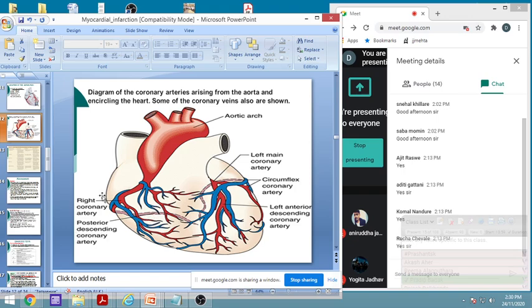This is at the back side. This is the artery which is going, if you can see the red one. So this will be going towards that, that is known as the descending one. And there is another one, the circumflex coronary artery.